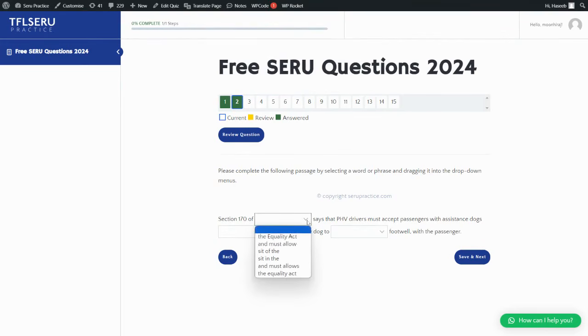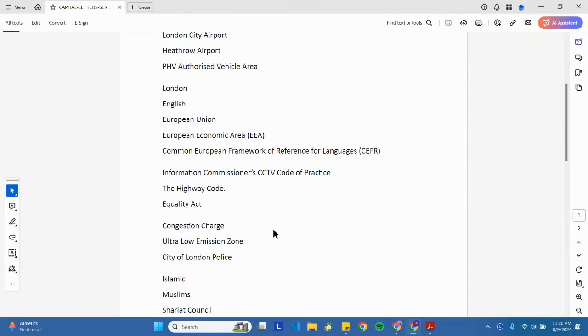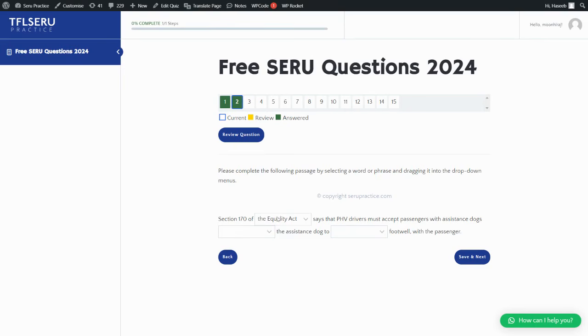Section 170 of the Equality Act. Both of these options are exactly the same, except for the difference in the first letter being uppercase in this one and lowercase in this one. Because Equality Act is a proper noun, as shown here in the cheat sheet for capital letters, the correct option is the Equality Act.